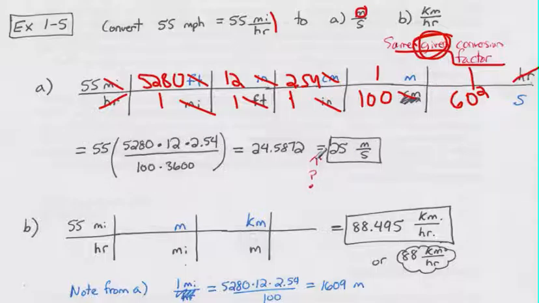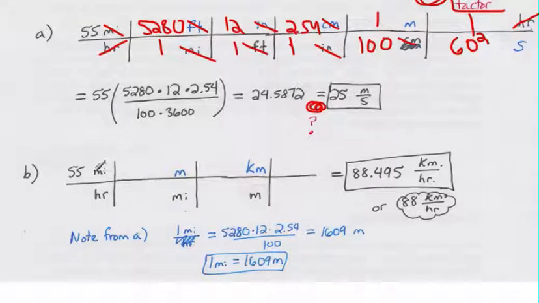Now, my question mark is this. Why did I round that to 25 meters per second? Remember, significant figures. How many do we have to start with? 2. Can only use 2. So we look at those two things, look at the next digit, and round it up. Okay, now we're going to go to kilometers per hour.